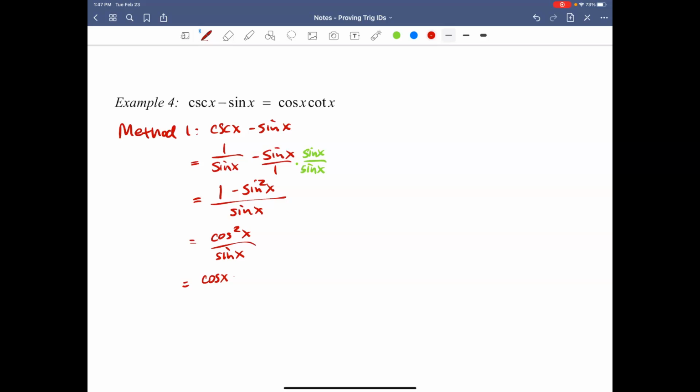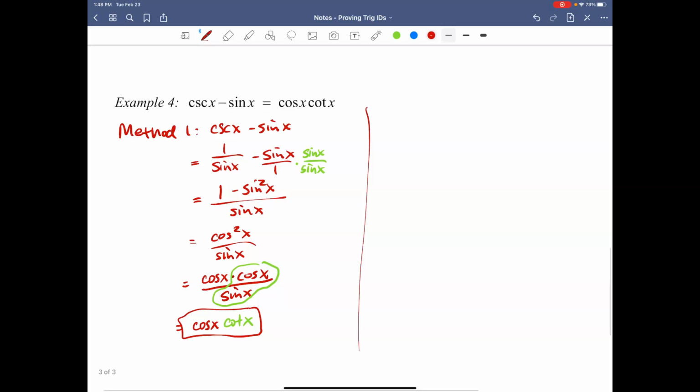And so what I'm going to do is write this as cosine x times cosine x divided by sine of x. Notice that this is the same thing because cosine squared of x just means cosine of x times itself. And so now we're going to be able to carry down one of those cosine of x's and then pair the other one with our denominator sine of x. And the reason that we're able to do that is because we have multiplication in the numerator. And so cosine of x over sine of x is going to give me cotangent of x there, so that we end up at our right-hand side.